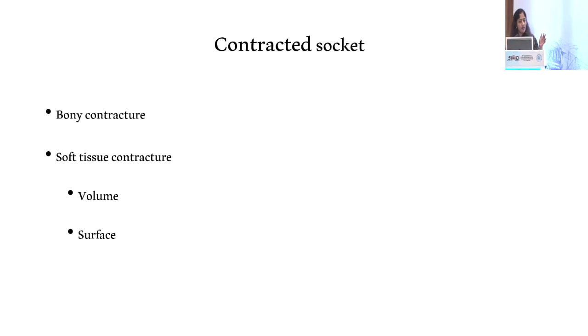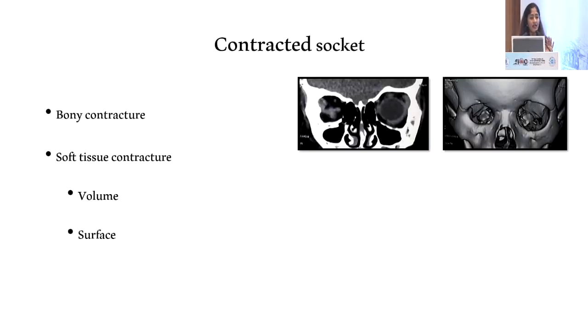Now, when you look at a contracted socket, it is very essential to ask for a proper history and assess clinically. Why? Because you need to not just look at the soft tissue contracture, you also need to look at a bony contracture in cases of congenital anophthalmos or any injury in childhood. Soft tissue contracture, as very well mentioned by Dr. Sonal, mainly we look at the volume, we look at the surface, and very importantly, we also look at the surface lining. You have to look at whether the socket is moist or dry, and Schirmer's definitely helps here.